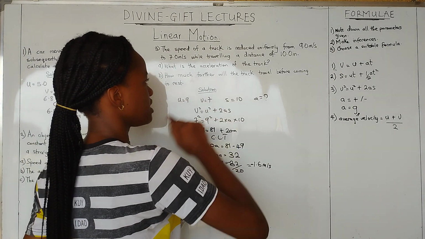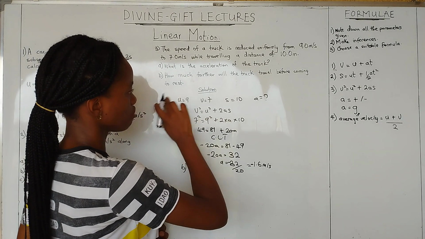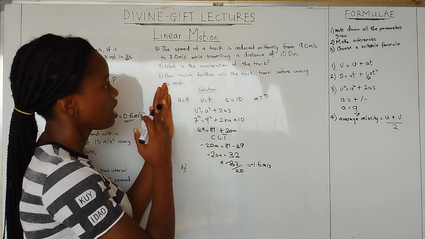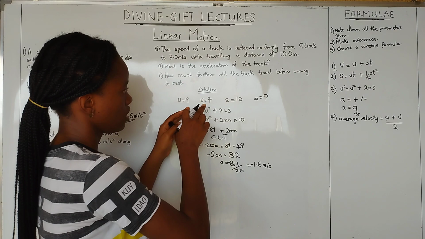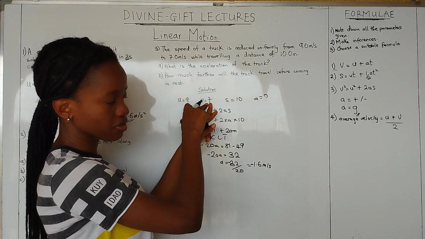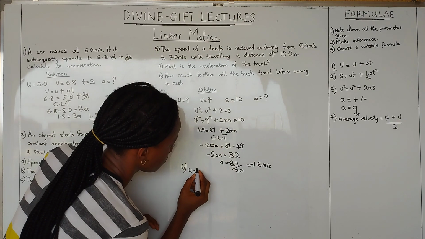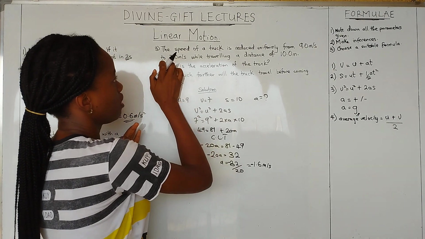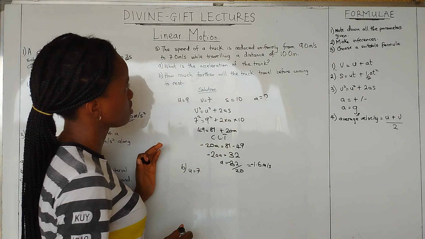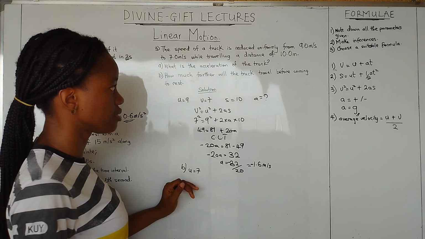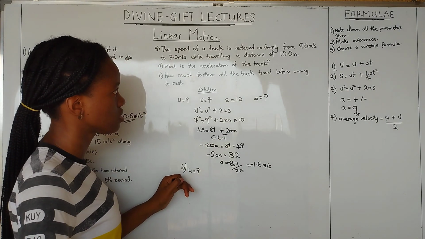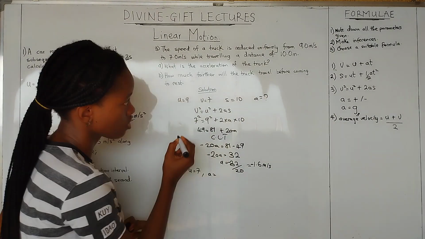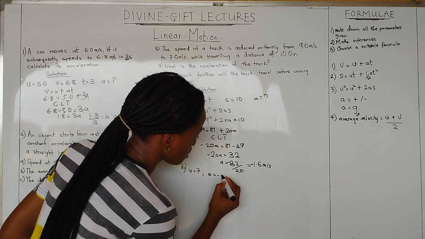Now B, how much further will the truck travel before coming to rest? So they are asking for what? The distance before coming to rest. So now we are going to need new parameters, because now they say how much further. The point they are starting from is from where velocity became 7. So in this case, our u is going to become 7 meters per second, because that's the point they are starting from now to calculate the distance. Now, acceleration, they said is constant, so our acceleration is still minus 1.6.